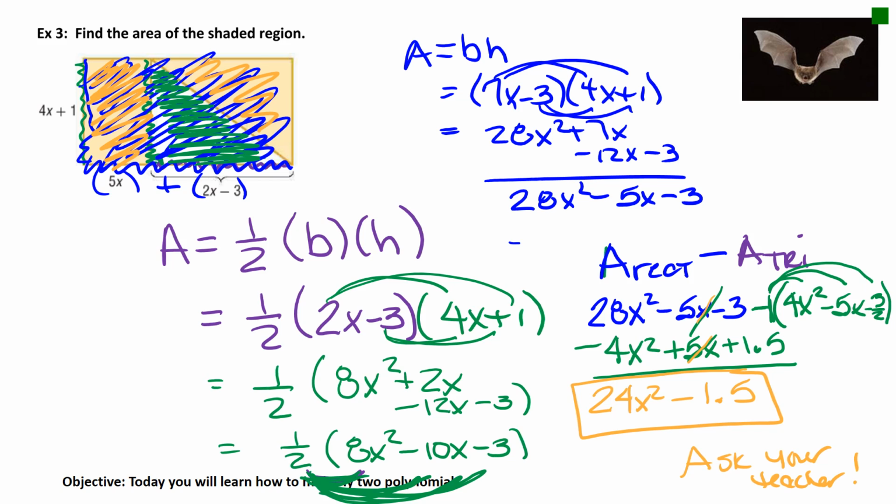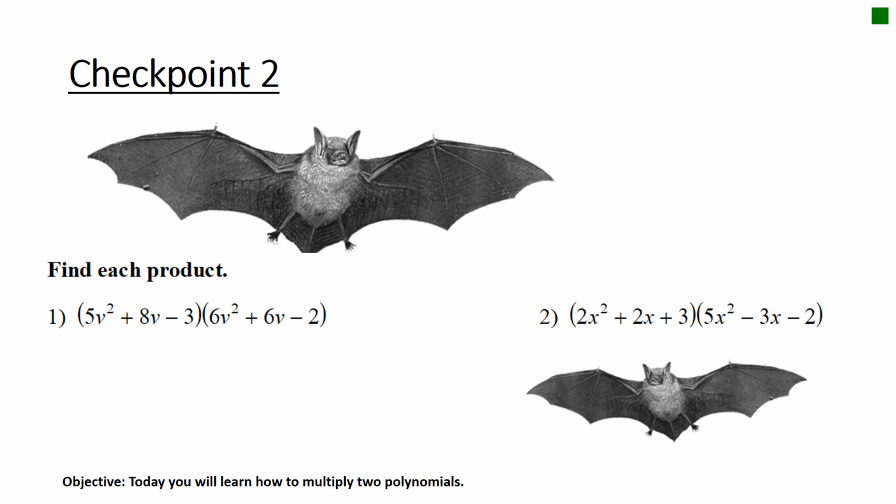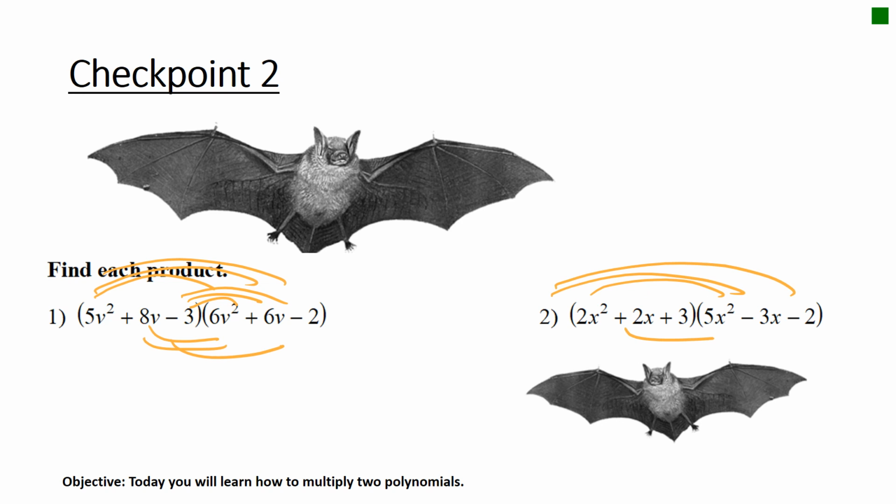I'm going to go with the next slide is checkpoint 2. And all you're going to do is multiply, multiply, multiply. Make sure to line up your terms and write it in standard form.